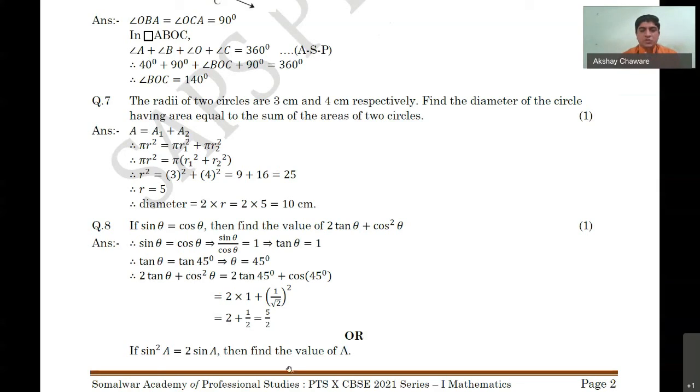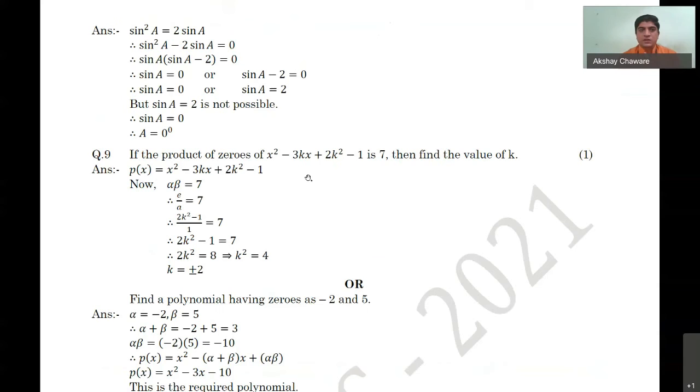Now in the second part of the question, sin square a is equal to 2 sin a, then find the value of a. Now here it is not mentioned that sin a is not equal to 0, so we cannot divide this equation by sin a. Instead we can do sin square a minus 2 sin a, that is equal to 0. Now see, this is a quadratic equation in terms of sin a, and if we take sin a common, it will be sin a into sin a minus 2, that is equal to 0. So sin a equal to 0 or sin a minus 2 equal to 0.